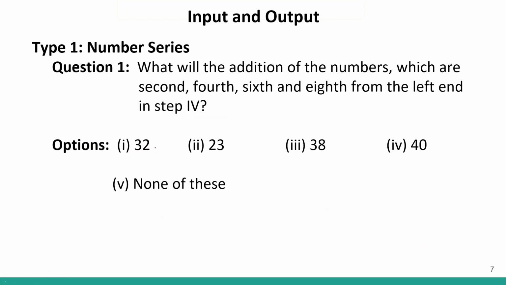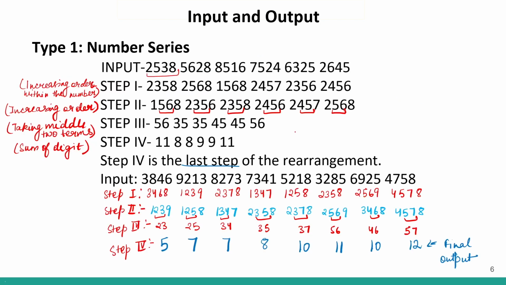Question number 1 says, what will be the addition of the numbers which are 2nd, 4th, 6th and 8th from the left end in step 4? So we have to look at step 4, take the 2nd, 4th, 6th and 8th numbers from the left, and add them. Going back to the arrangement, step 4 is this one. This is your left, this is your right, so this will be the left end.